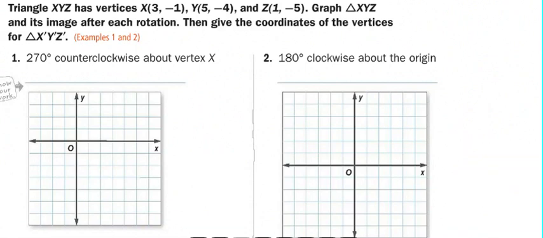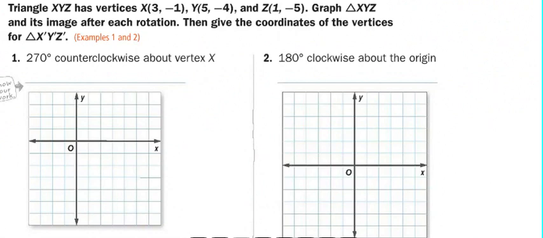The problem states, triangle XYZ has vertices X(3, -1), Y(5, -4), and Z(1, -5). Graph triangle XYZ and its image after each rotation. Then give the coordinates of the vertices for triangle X'Y'Z'. So the first thing we're going to do for number 1 is actually graph XYZ.